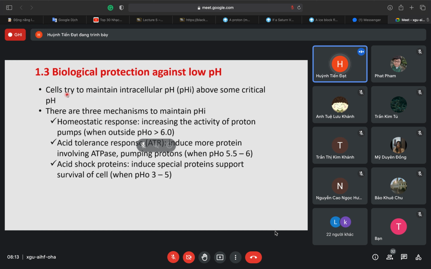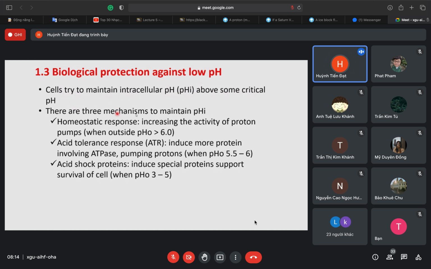The microbial cell tries to maintain the intracellular pH, or we call that the internal pH. Okay, pH_i here is not the isoelectric point, guys. Here, this is an abbreviation for intracellular, or we call that internal. Above some critical pH, this means they try to maintain near-neutral pH, which we already observed in several microorganisms.